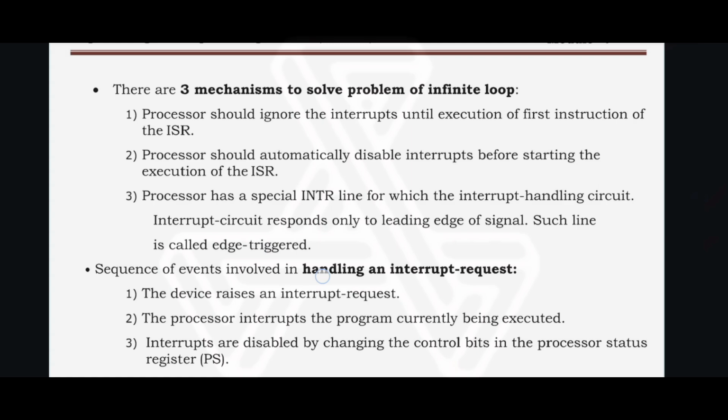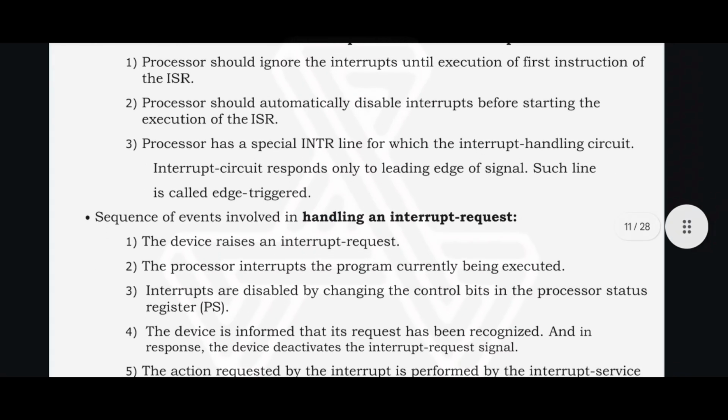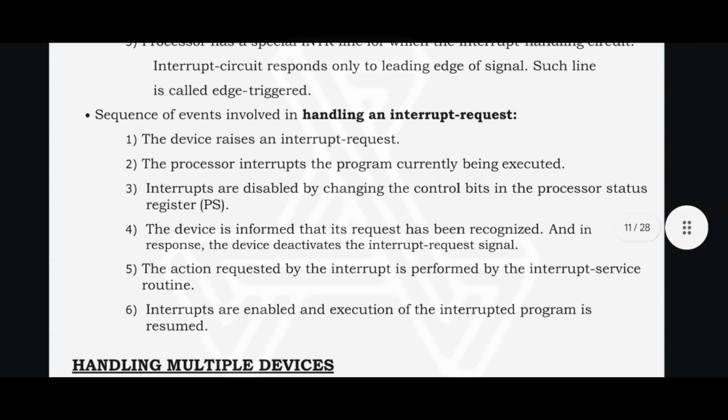Sequence of events involved in handling interrupt requests. The device raises an interrupt request. The processor interrupts the program currently being executed. Interrupts are disabled by changing the control bits in the processor status register, PS. The device is informed that its request has been recognized, and in response, the device deactivates the interrupt request signal. The action requested by the interrupt is performed by the interrupt service routine. Interrupts are enabled and execution of the interrupted program is resumed.